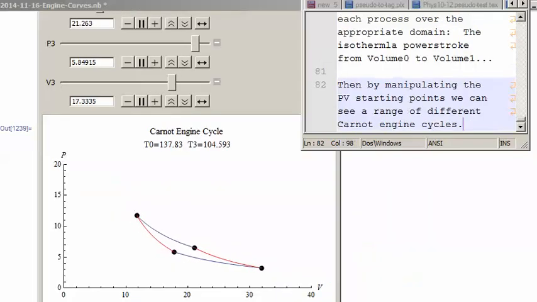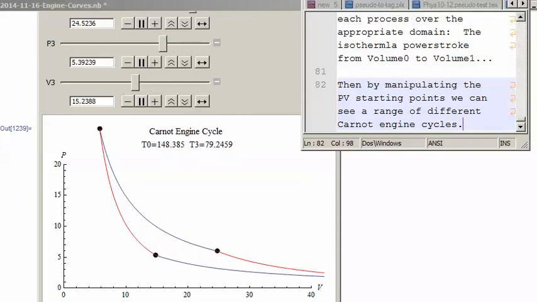Then, by manipulating the PV starting points, we can see a range of different Carnot engine cycles.